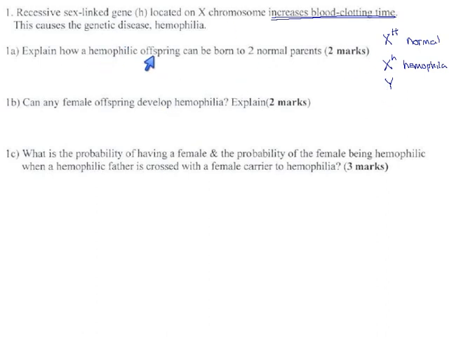Explain how hemophilic offspring can be born to two normal parents. So if you have a mom who is X big H something, that makes her normal, and we have a dad who is X big H something, that makes him normal, how could they have a kid with hemophilia? Well, what else do we know about these two genotypes? Is there anything?